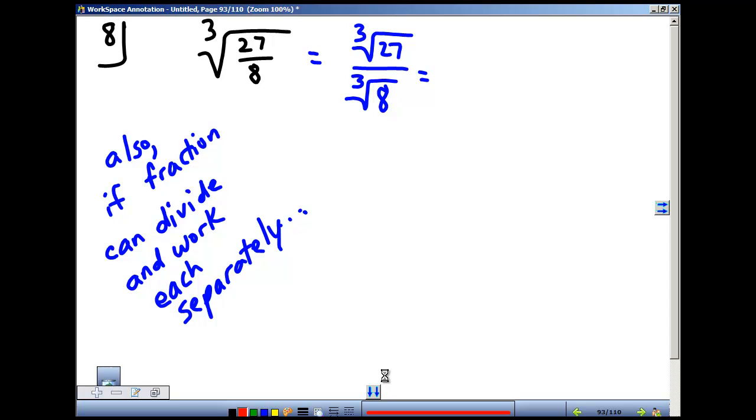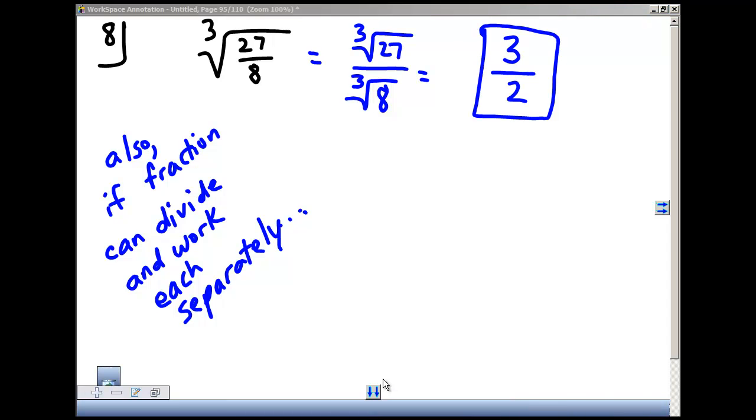Well, the cube root of 27 is easy. 3 times 3 times 3 is 27. So the cube root of 27 is 3. The cube root of 8 is 2 times 2 times 2. So the cube root of 8 is 2.